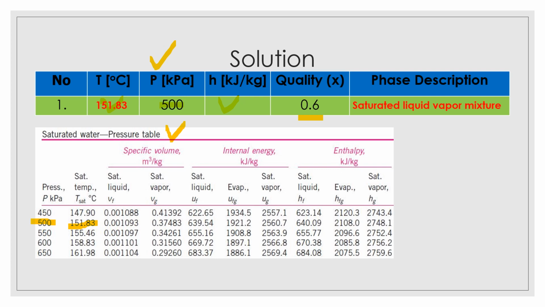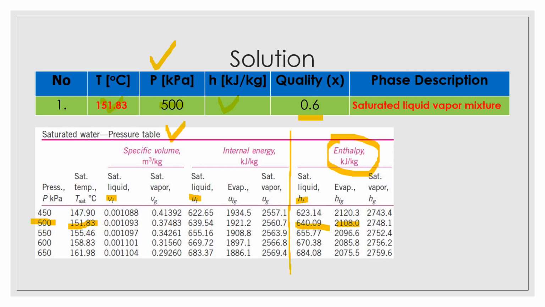It's quite straightforward, right? And then after that, how to determine the enthalpy? Same also, but you need to be careful to refer to which column, because enthalpy is denoted as H, internal energy is denoted by U, and specific volume is denoted by V. So of course, for this question, we refer to the H column or enthalpy.